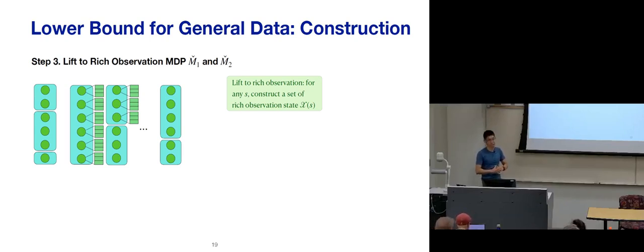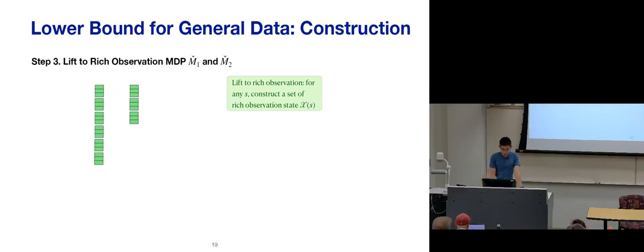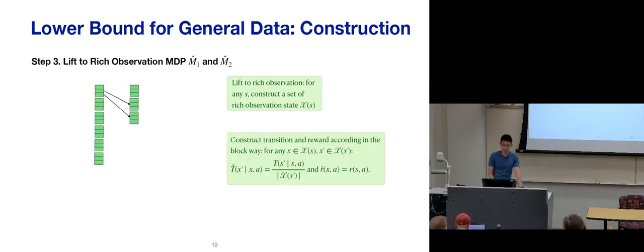Yeah. So any other questions? So this is how we define these transitions and the reward for the aggregated states and for the rich observation states.